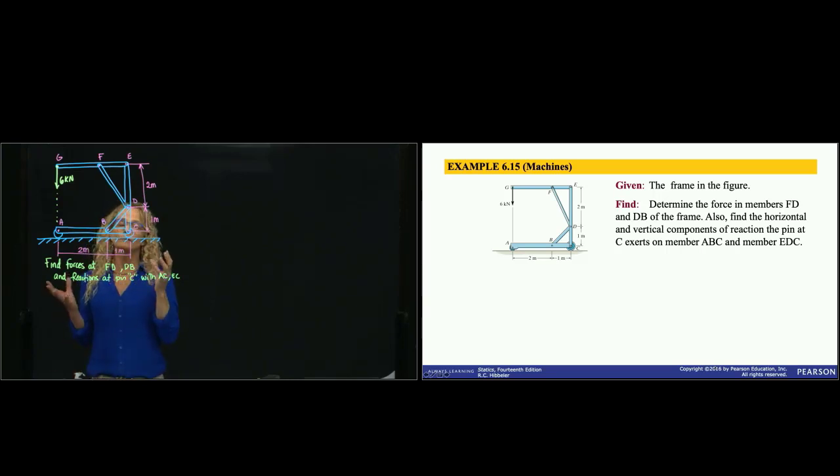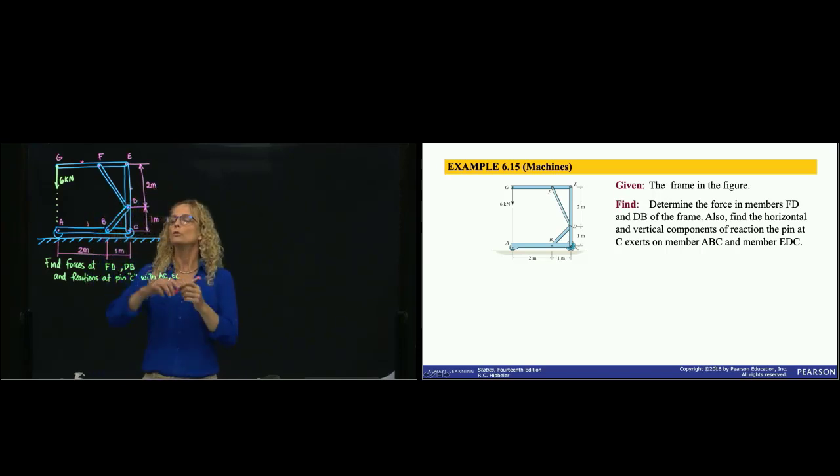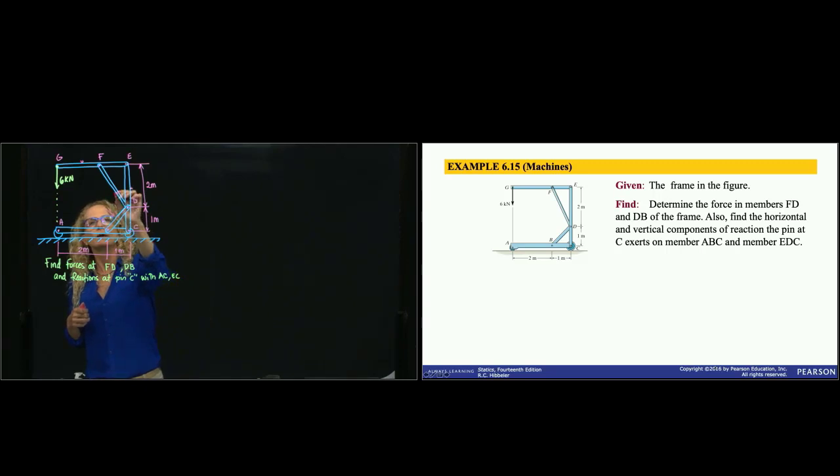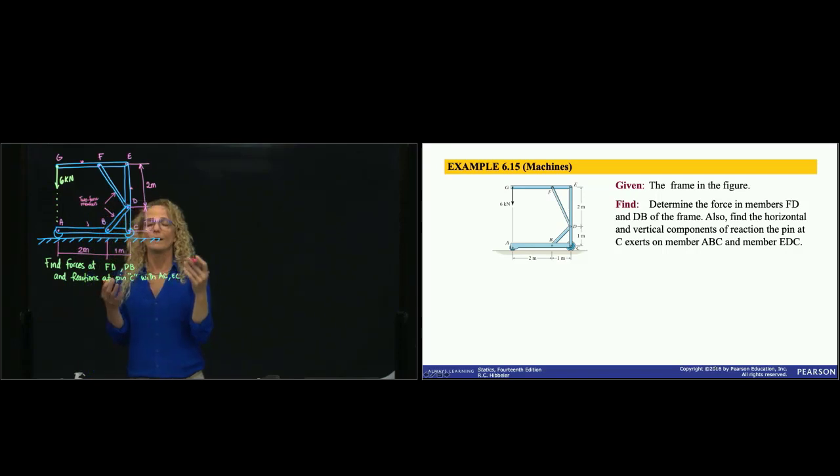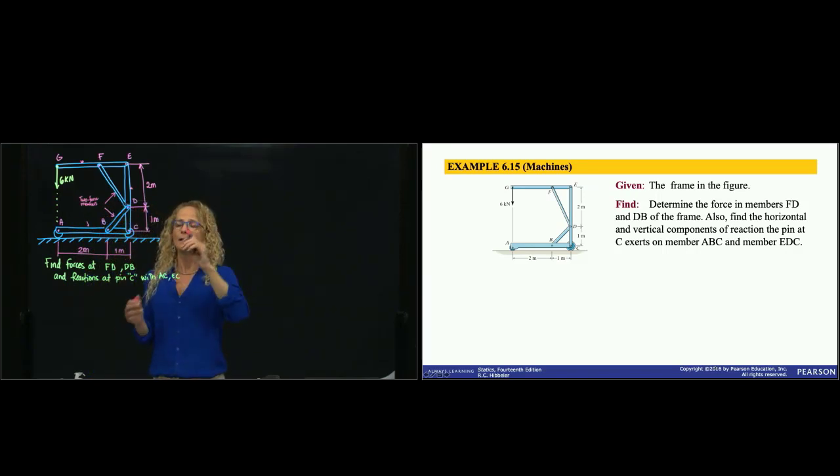So if we analyze our structure, this is a multi-load member, this is also a multi-load member, and this is also a multi-load member. And then we have two, let me write it right here, these are two force members, or the same weightless links that only carry load in the axial direction.